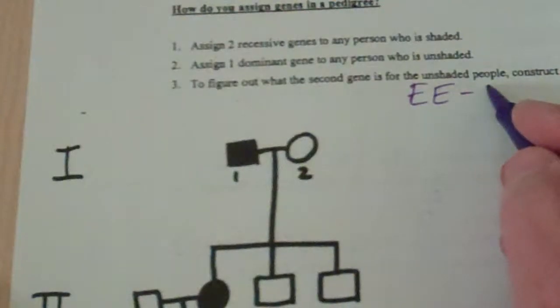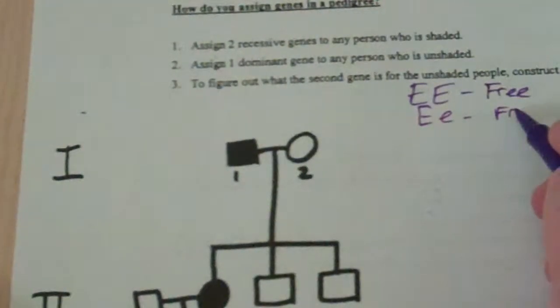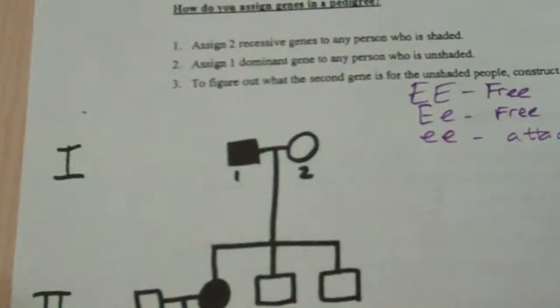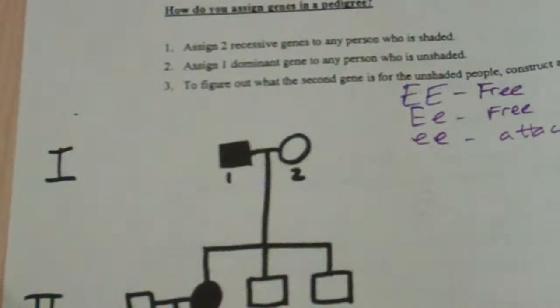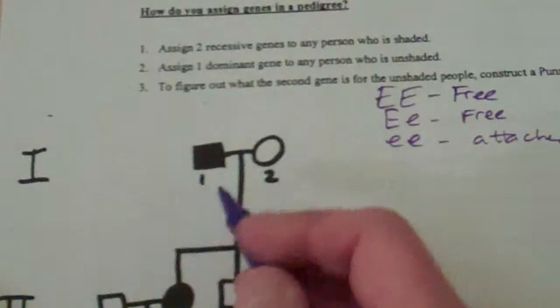Big, big, free earlobes. Big, little, free earlobes. And little, little means attached earlobes. All right? So that's my key. Now, step 1, give 2 recessive genes to the people who are shaded.